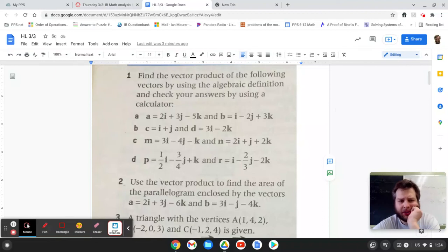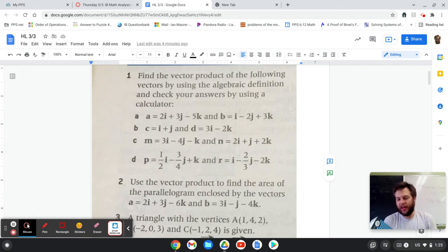Hello students, I wanted to do just a few examples of doing the vector product, otherwise known as the cross product, and looking at some of its properties and applications. It can be a little bit intimidating at first, but really just keep in mind that what you're doing is finding a third vector that is normal, that is perpendicular to both of the original vectors.